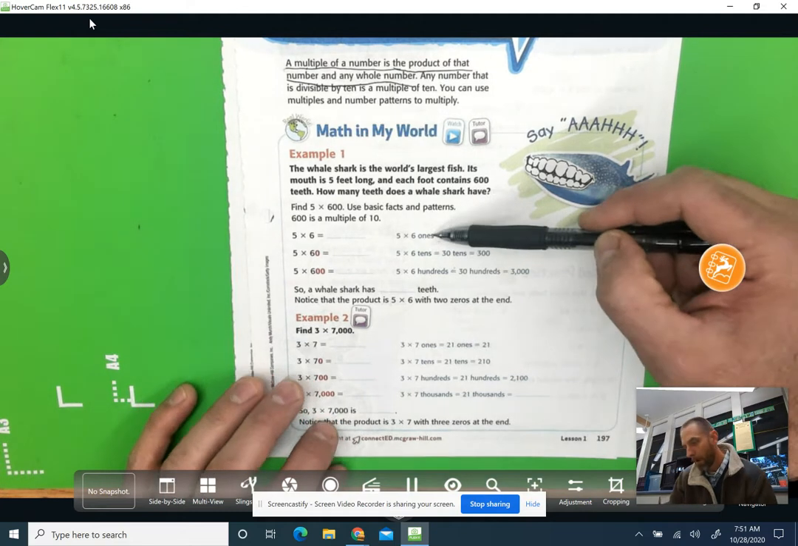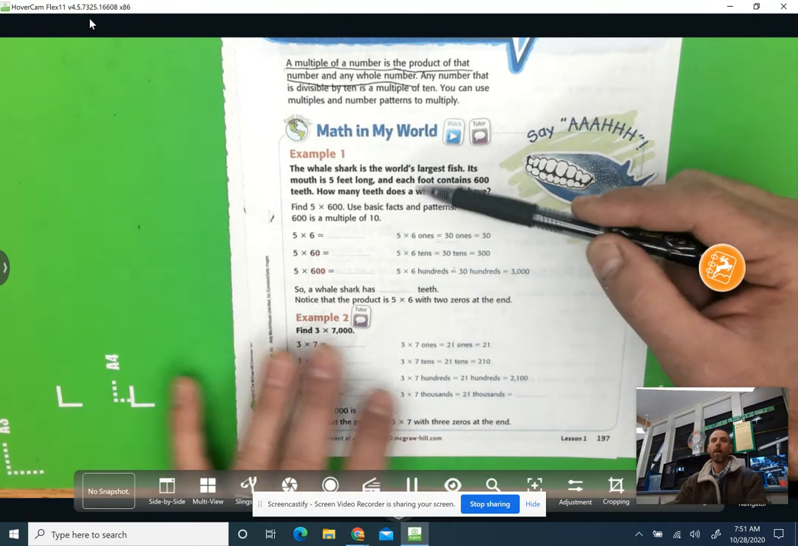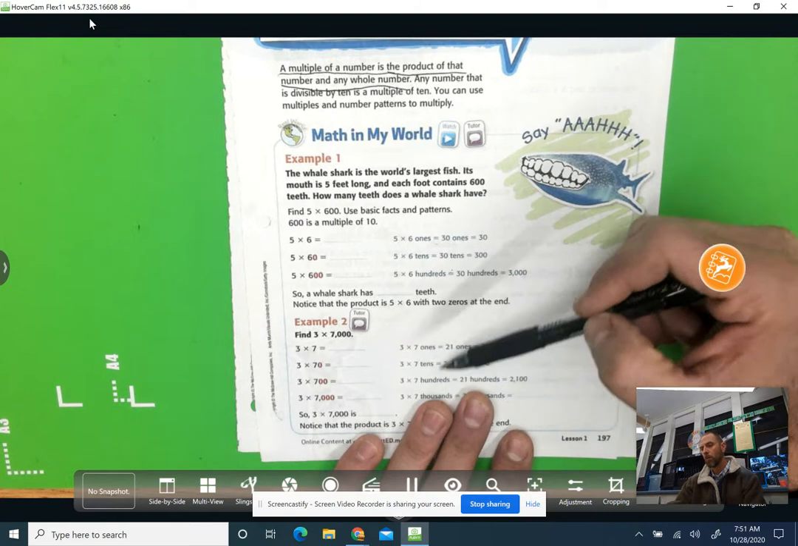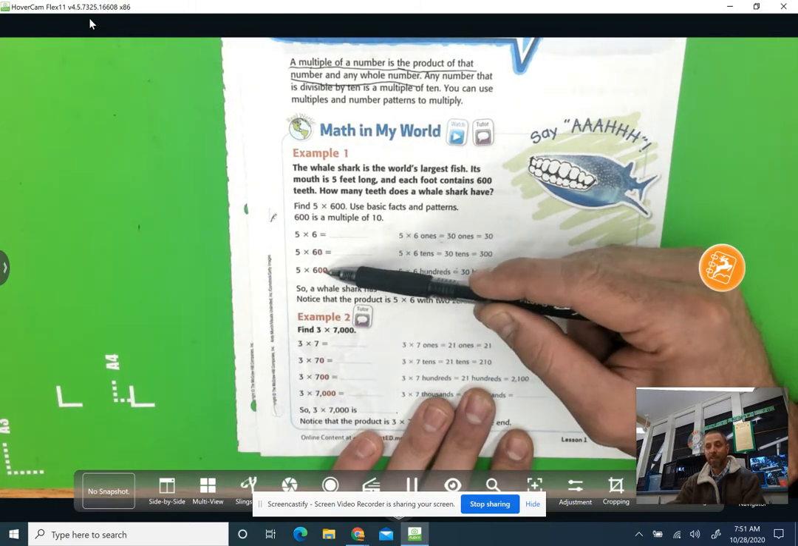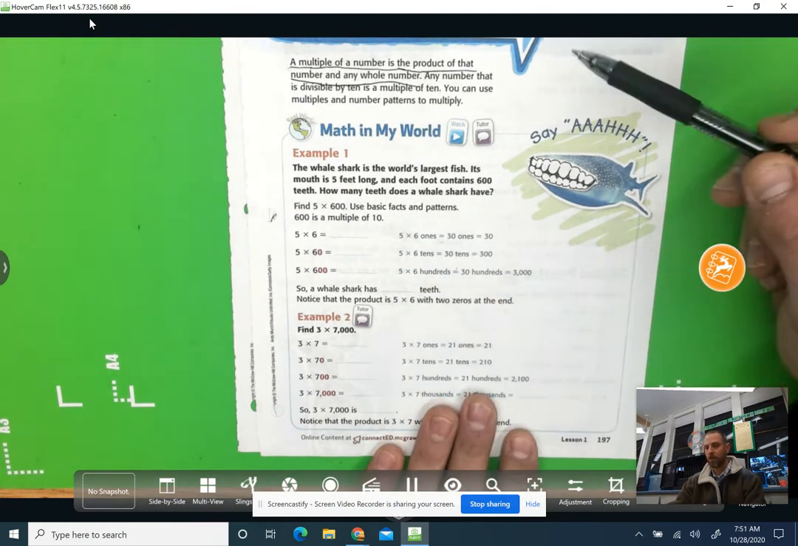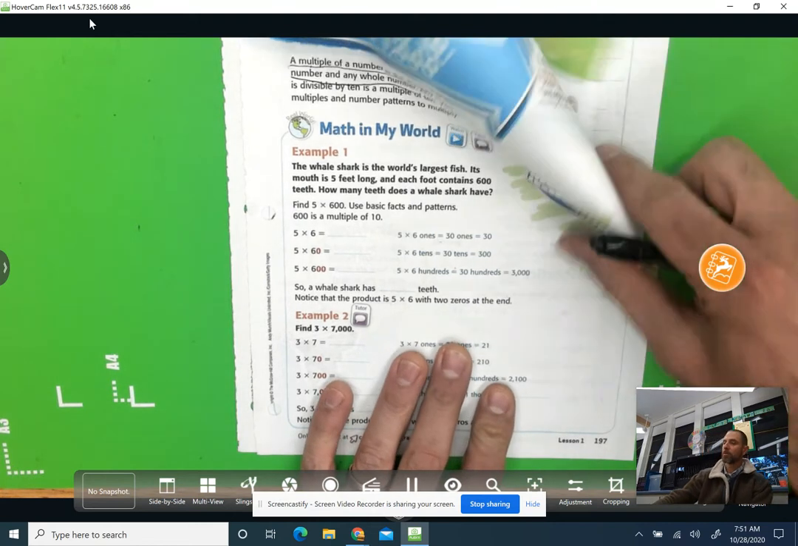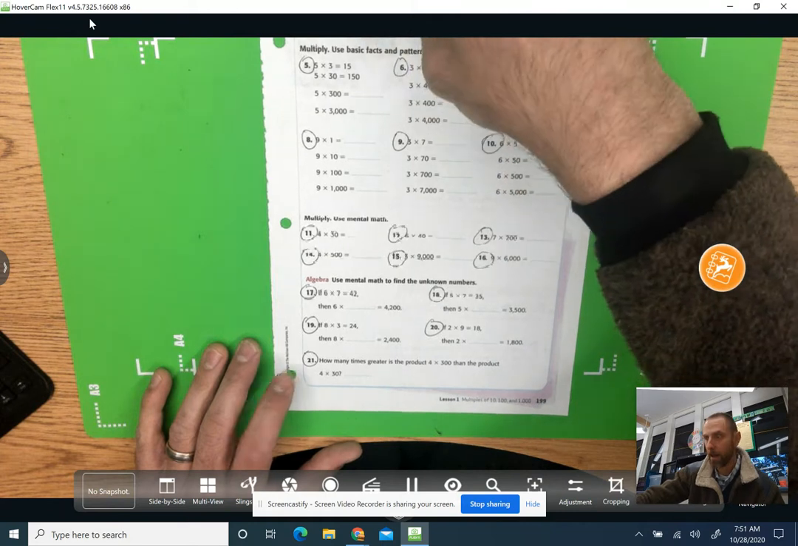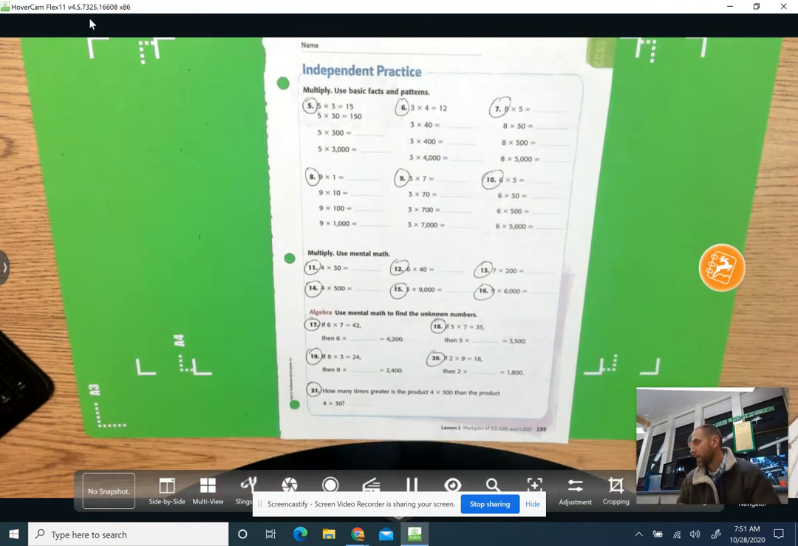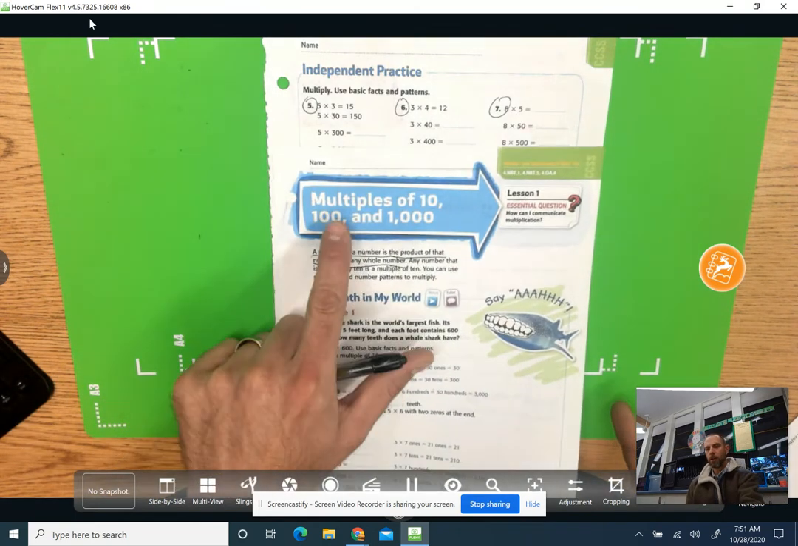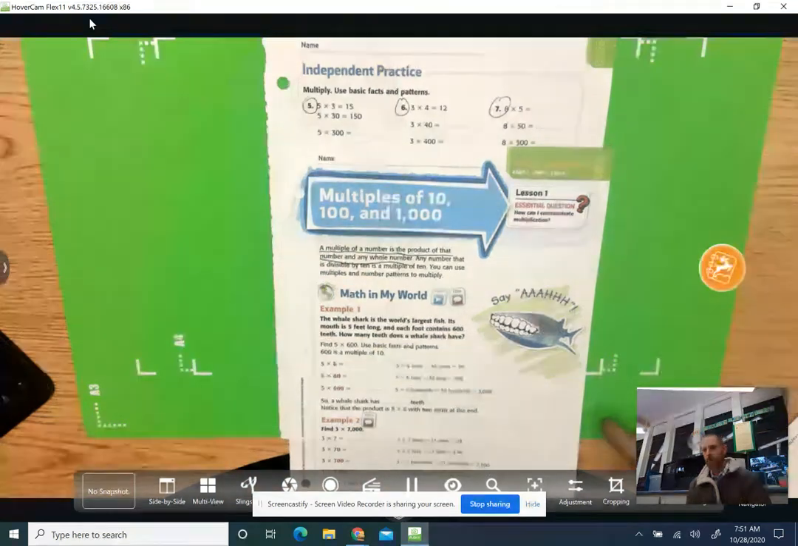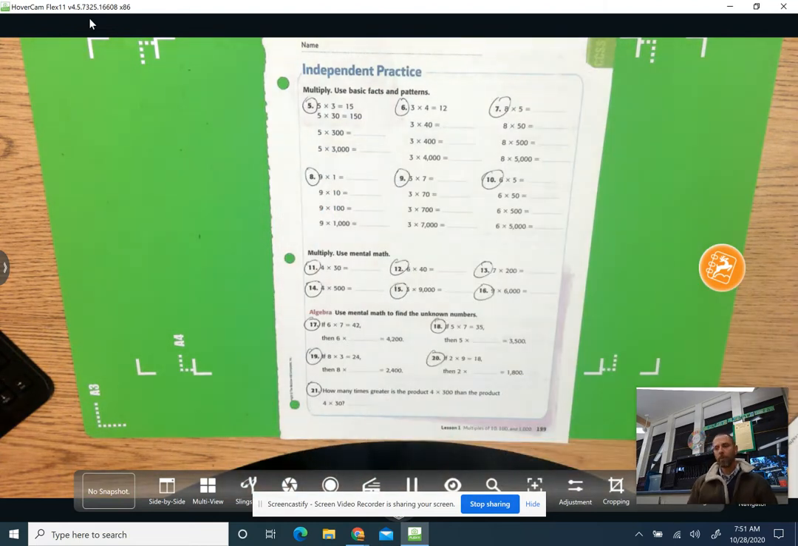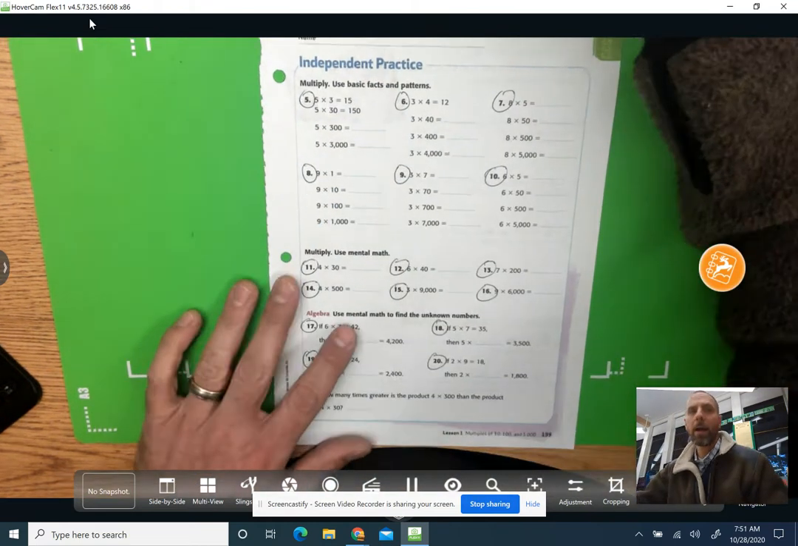Okay, so remember that we're going to be looking for a pattern that's going to help us multiply numbers like 60 and 600 and 7,000. And so to do so, I would like for you to have out page 199, which is your independent practice for chapter 4, lesson 1. And we will begin the process of multiplying some larger numbers. Okay, but we're going to do it by visualizing patterns.